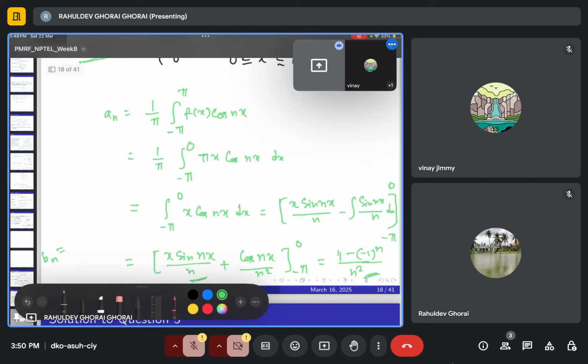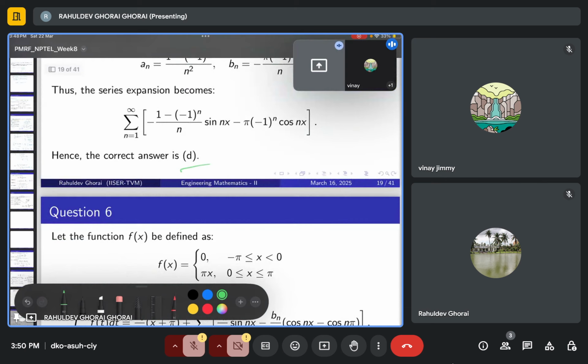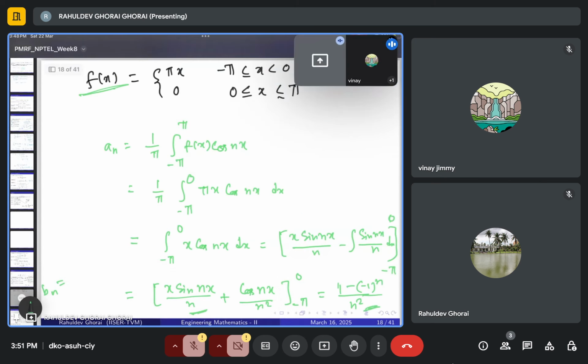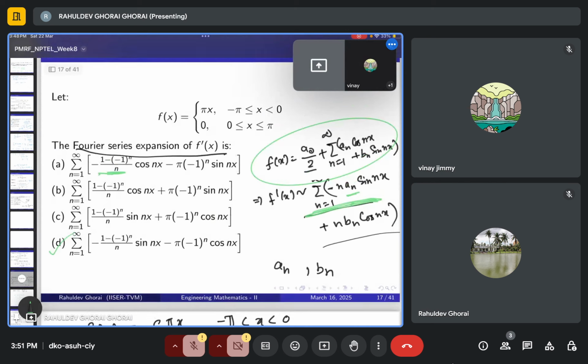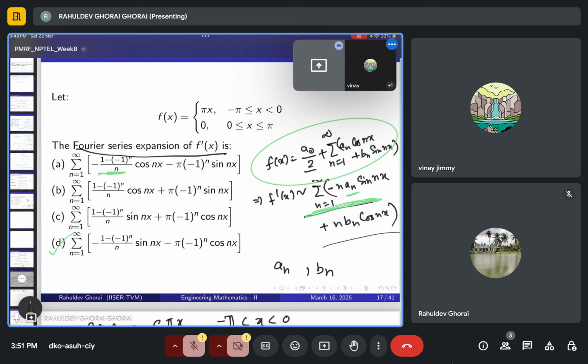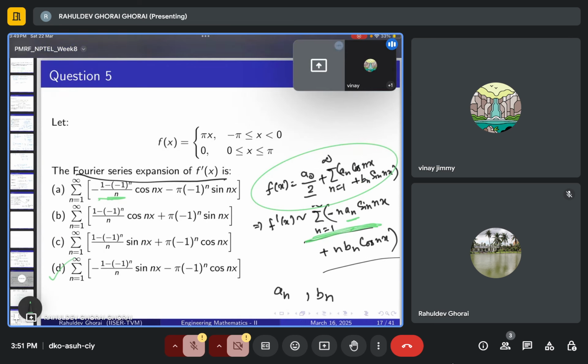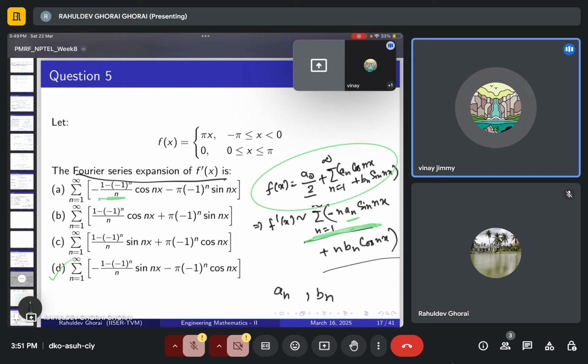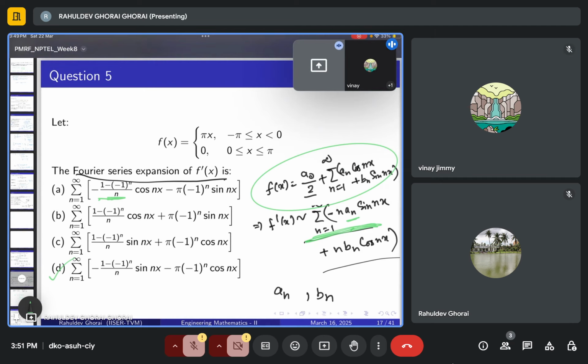Do you understand this? I think this will be D. Yeah, the answer is also D. You understand this whole thing? Yes, sir. Okay, so write down the function. The n and n cancel, and minus 1 to the power n. And that should be with sin nx, right? Here it should be with sin nx. Otherwise it would have been correct, but this option is not correct because it is with cos nx, right?